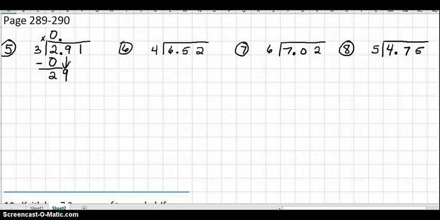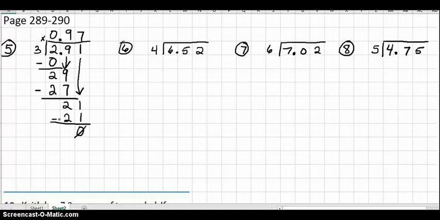What times 3 will get us to 29? Well, the closest that we can get is 9. 9 times 3 is 27. And I subtract, and I get 2. And I'm going to bring down my next number, which is 1. What times 3 will get me to 21? 7 times 3 is 21. And I'm going to subtract, and I get 0.